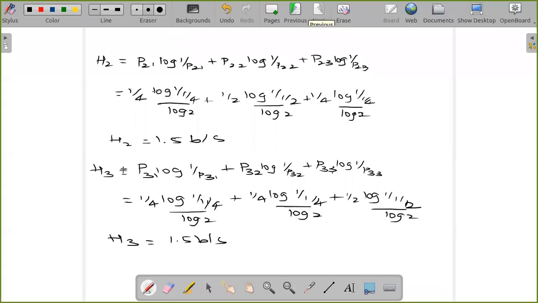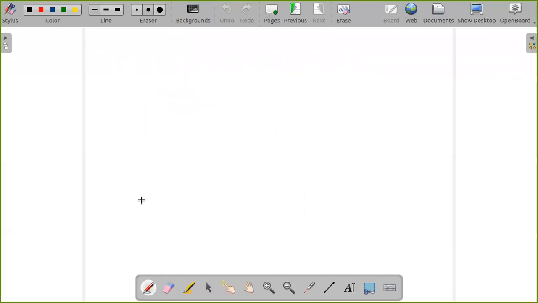Now we should find the entropy of the source. The entropy of the source is denoted as capital H, equal to the summation over i equal to 1 to n of Pi Hi. This is the formula to find the entropy of the source.